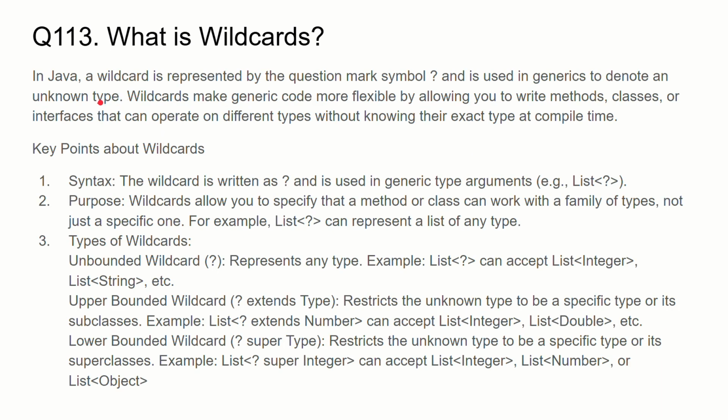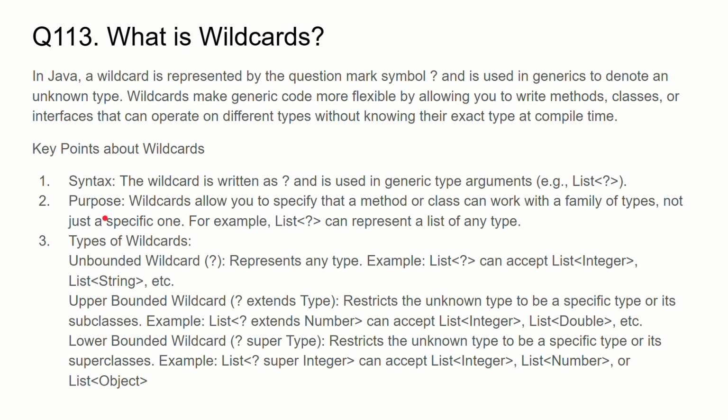What are wildcards? In Java, a wildcard is represented by the question mark symbol. It is used in generics to denote an unknown type. Wildcards make generic code more flexible by allowing you to write methods, classes, or interfaces that can operate on different types without knowing their exact type at compile time. Some key points about wildcards: first, the syntax. The wildcard is written as a question mark and it is used in generic type arguments like List<?>. Here we are not giving any type for the list.